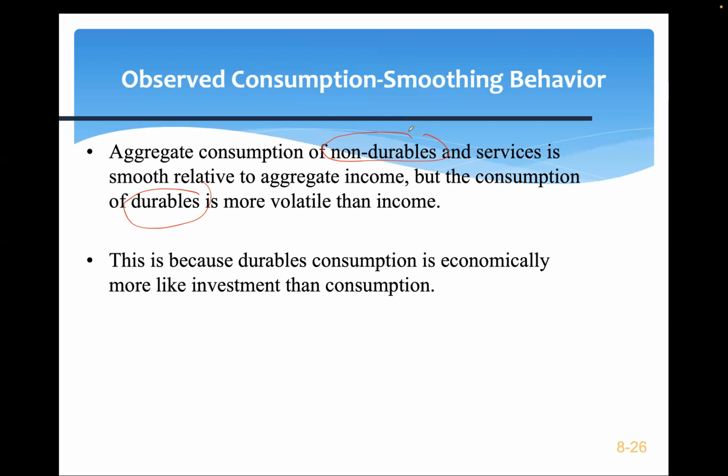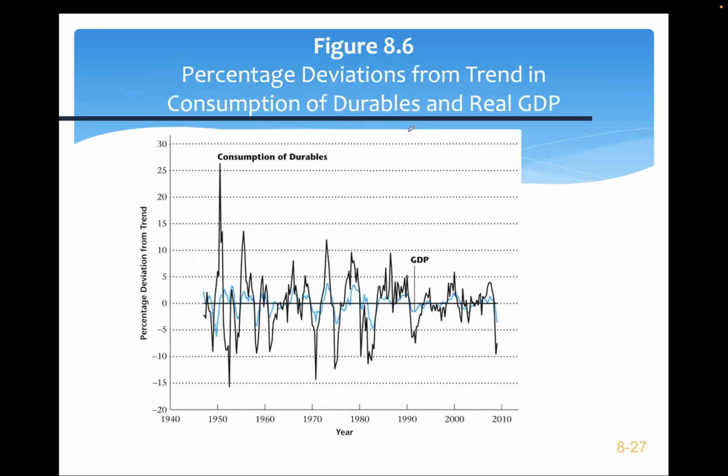In the data, what we find is that non-durable goods consumption is fairly smooth, even if you have a fluctuation in your income. But durable consumption is very volatile when there's a fluctuation in income. The reason is that durable goods are like investment, so you can postpone your investment. But non-durable goods are essential, and you care more about smoothing them. So that's the reason. Actually, we can look at the data. This is the US data in the middle.